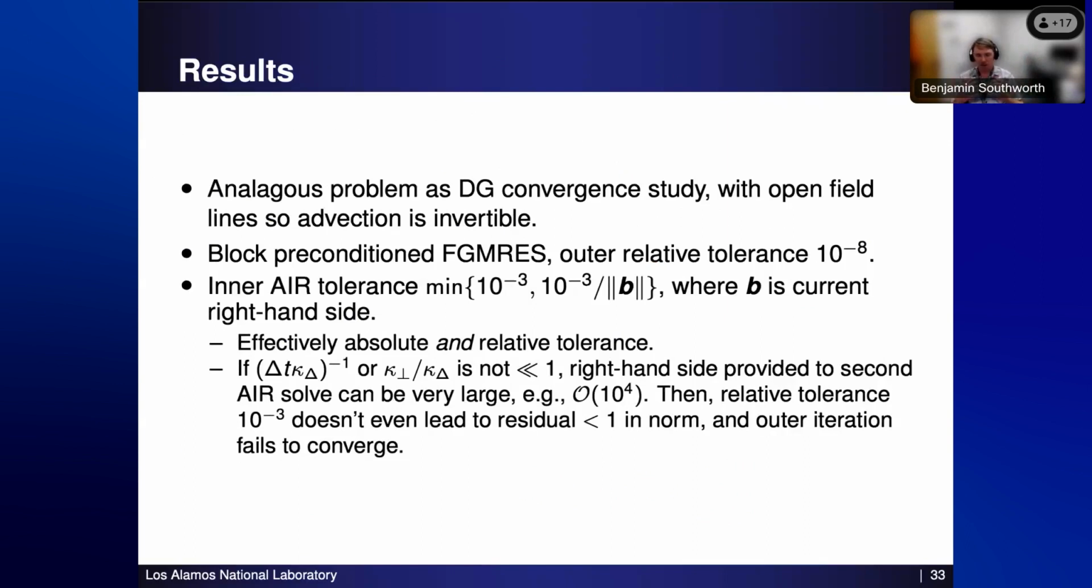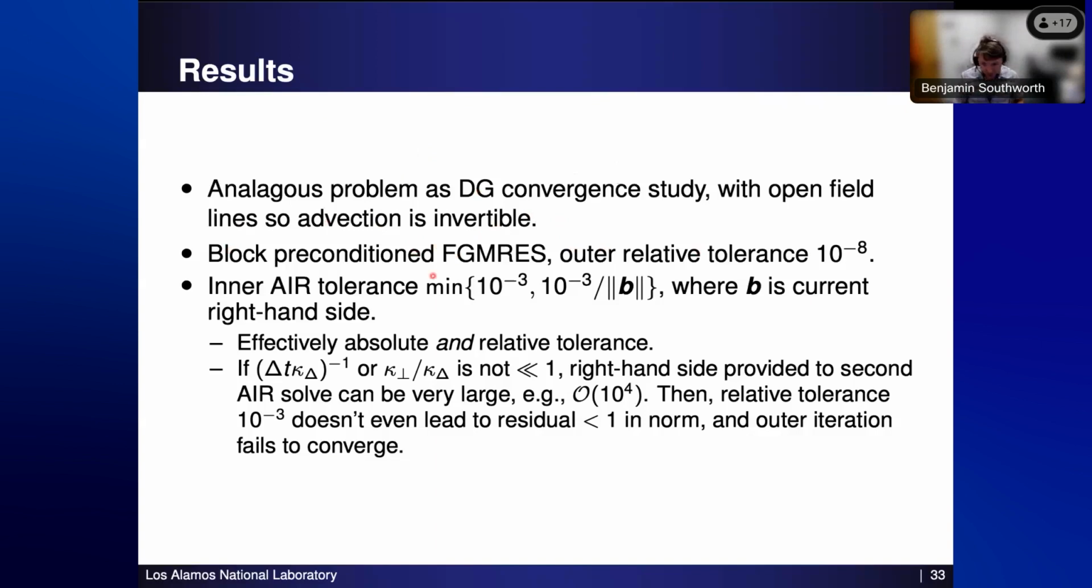And so there's so much conceptual discretization and solver and theory in formulating this. We started with saying, okay, let's try the open field lines and see if we can make it work. And it does. So this is our first result, and this is what's online in our paper right now. We use block preconditioned FGMRES, outer relative tolerance 10 to the minus 8.